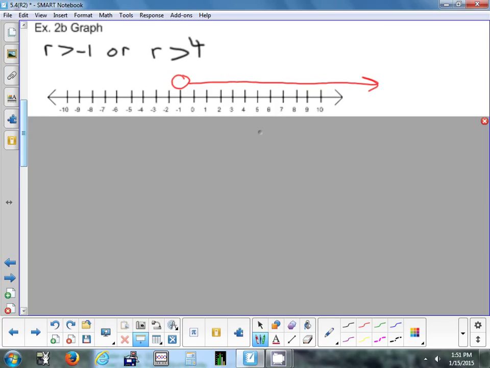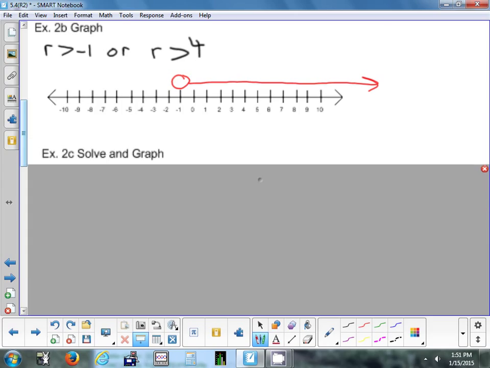Which line do I graph? Brian. They're both going the same way. Which one do I graph? What's it say on your sheet? They're both going in the same direction. Which line do I want to graph? The longer one, right? This one's longer. x is greater than 4 is only going to here. I want to graph everything. I want to include both things. Right now on the last example, guys.